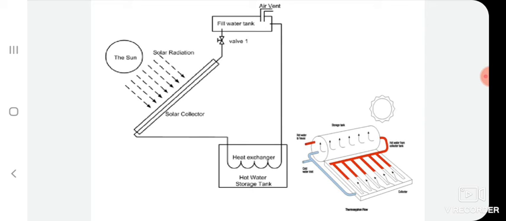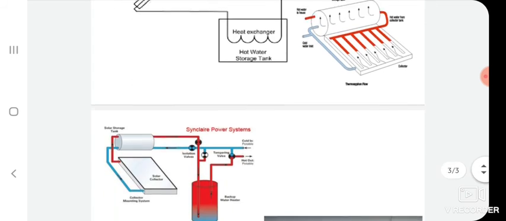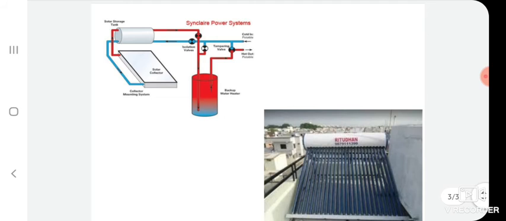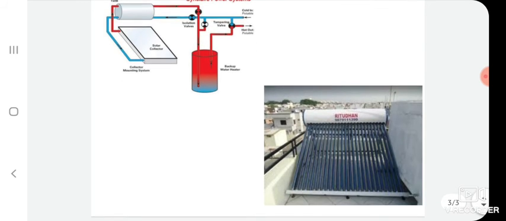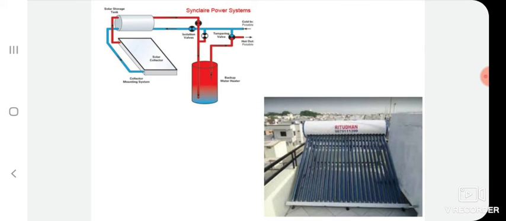Solar water heaters are typically described according to the type of collector and the circulation system. We will discuss that one by one. There are many types of collectors: one is batch collectors, then flat plate collectors, and evacuated tube collectors. What is the main difference between these three?